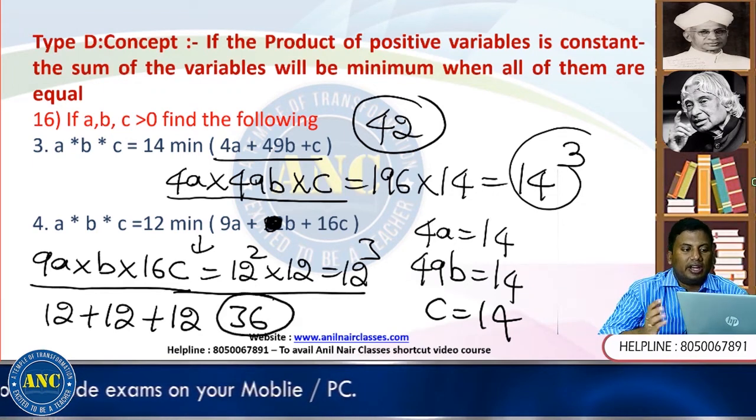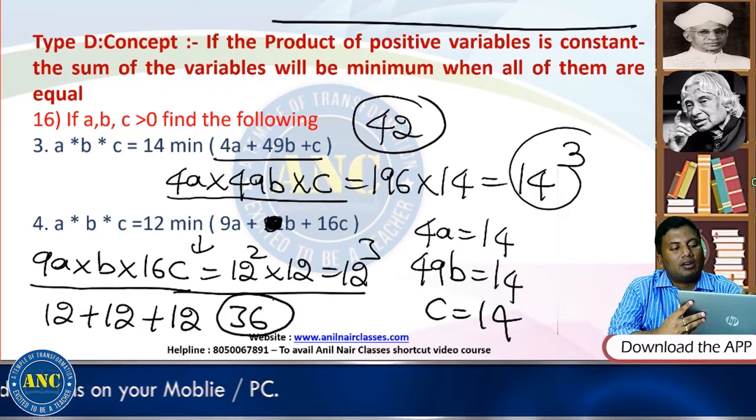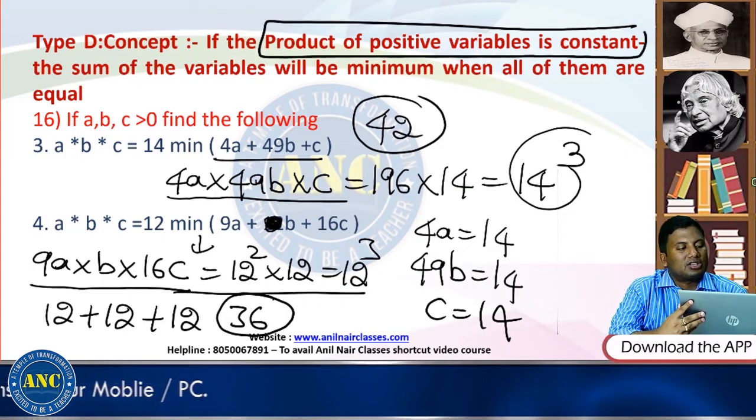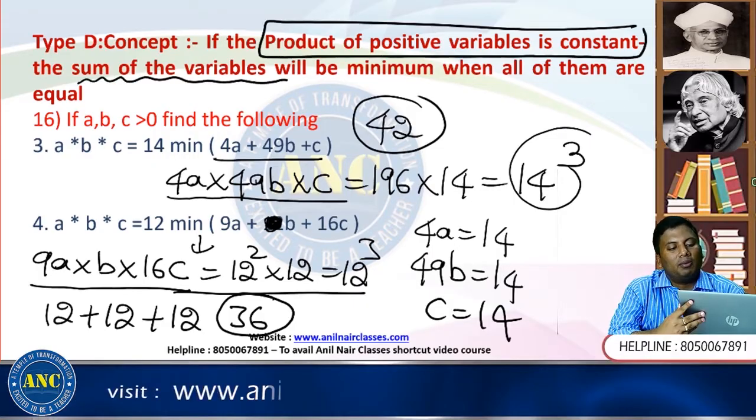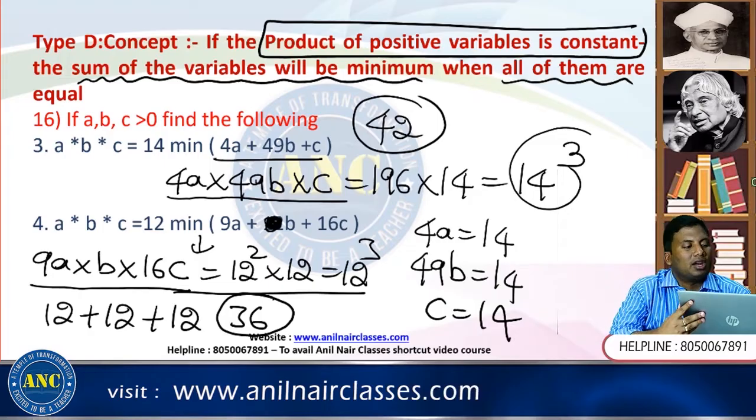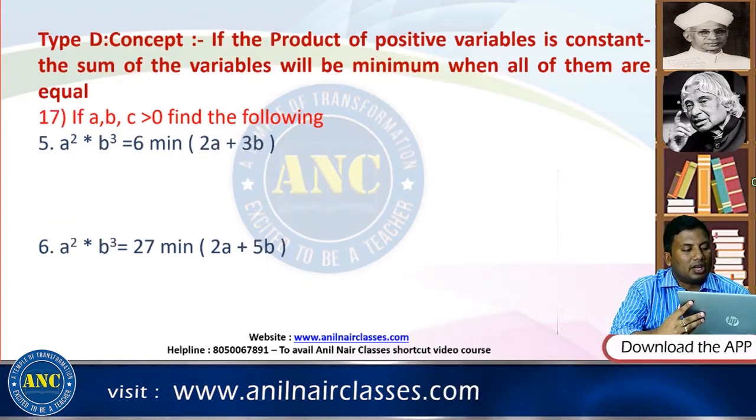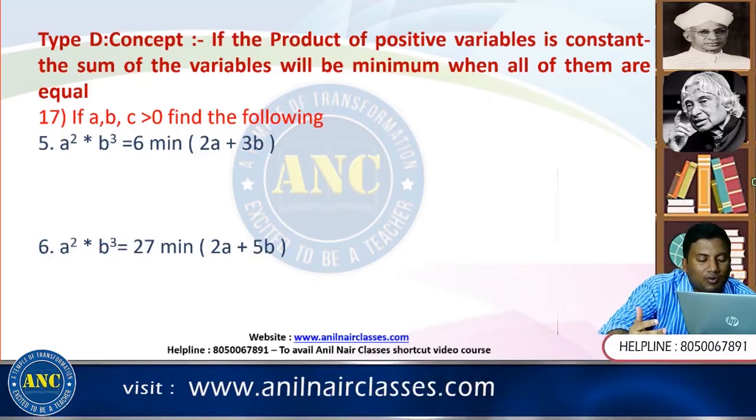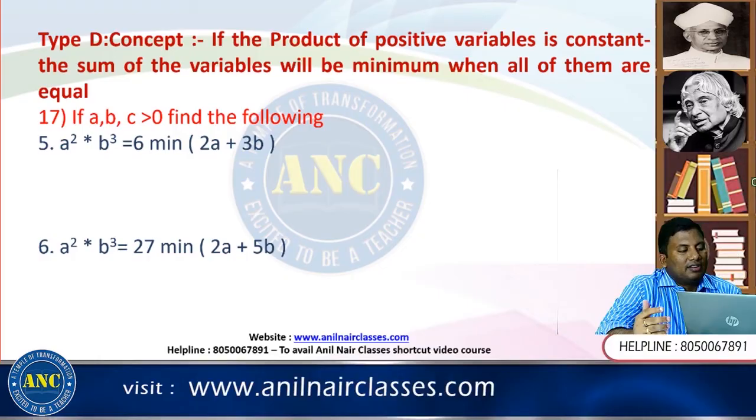I hope the idea is clear. If the product of the positive variables is constant, sum will be minimum when the variables are equal. Right? I hope it is clear. Now, another advanced level question, 17th, 5 and 6.